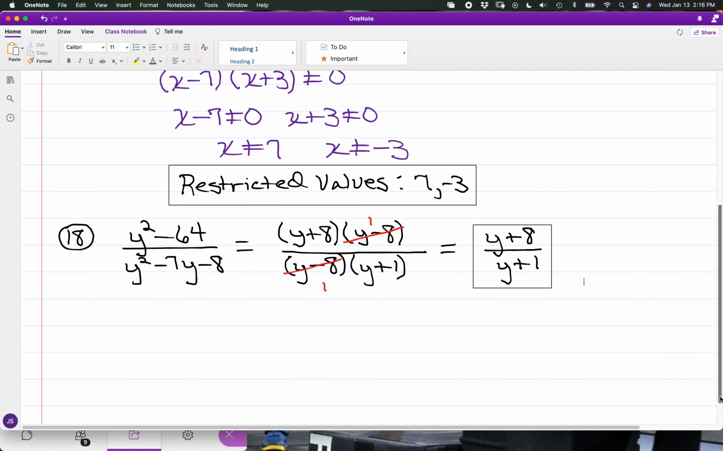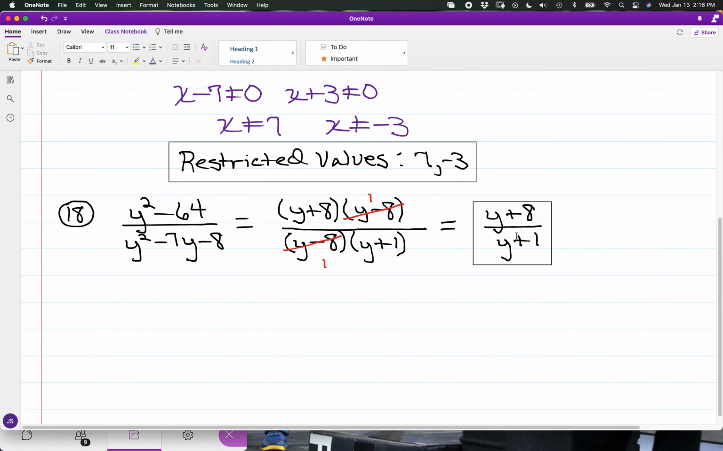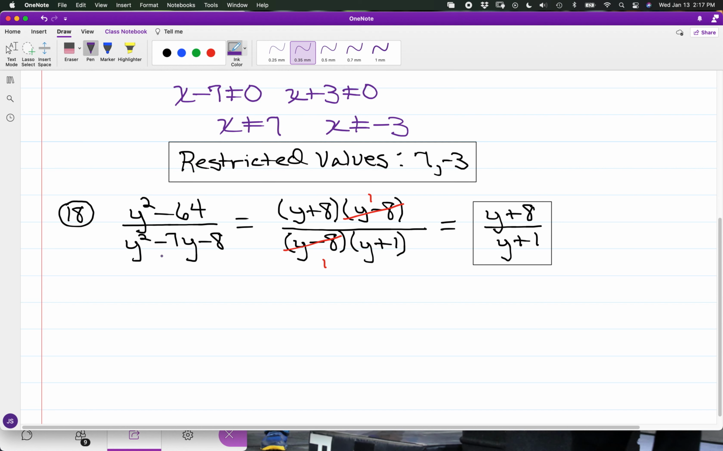So we have the reduced form, but it doesn't represent all of what we have in the original setup. We just canceled out y minus 8. In terms of what the variable y cannot be equal to, again, we cannot have y such that the denominator is 0 in value. So y squared minus 7y minus 8 cannot be equal to 0, and again we had the same two factors, y minus 8 and y plus 1.